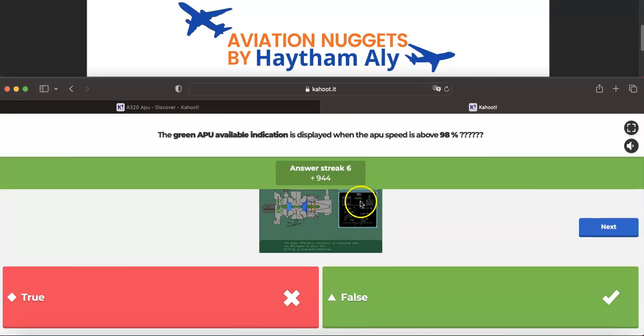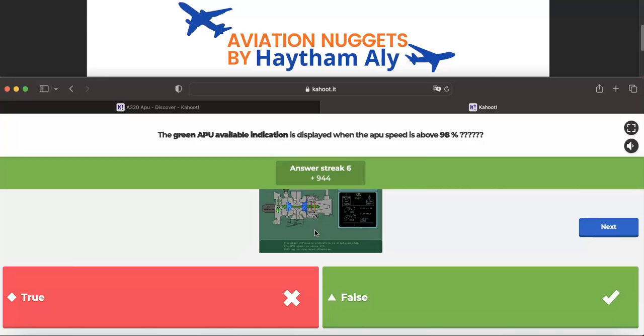the parameters of the APU like EGT and RPM. When the APU is running and only when the RPM is above 95%, you will have the avail green light on the ECAM and the avail green light on the APU panel. So when avail is coming, you can go to the electric power panel and press on the APU generator and allow the aircraft to be supplied from the APU generator.